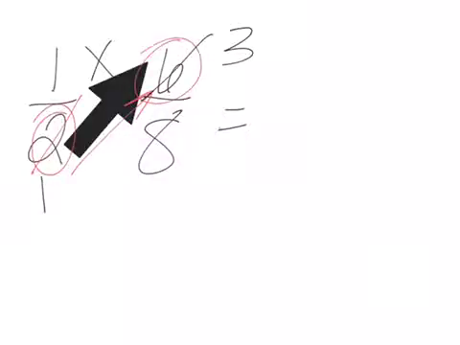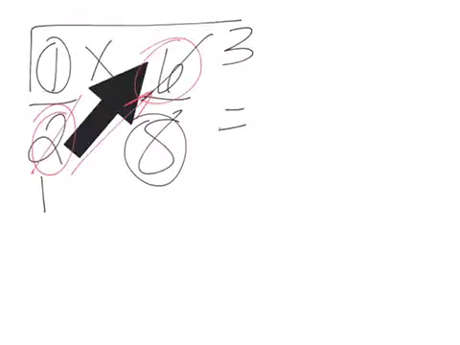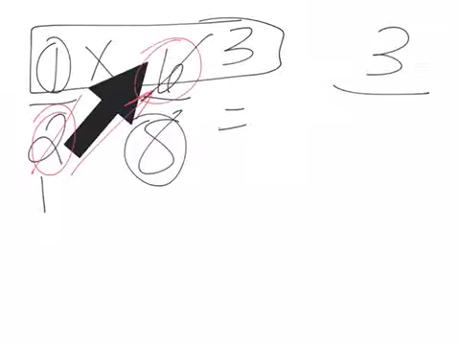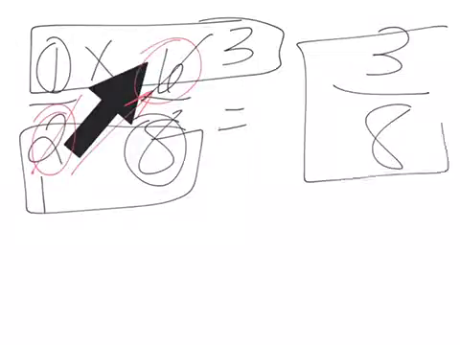Now we look at the other side. We know 1 and 8 can't cancel each other out, so now you have an actual multiplication problem, and you multiply straight across. 3 times 1, 3. 8 times 1, 8. And that is our reduced fraction or simplified fraction from the multiplication problem. Let's look at another one.